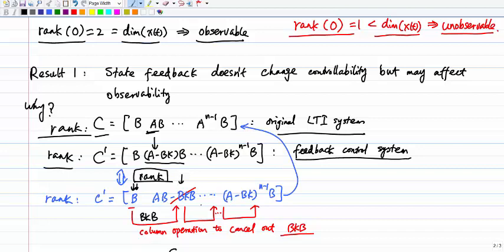Similarly, you do the same stuff. You can continue to cancel out all the terms, which means the rank of this C prime is the same as the rank of C. If you do these operations, that's why the rank of C is the same. So if the original system is controllable, the new system is also controllable.